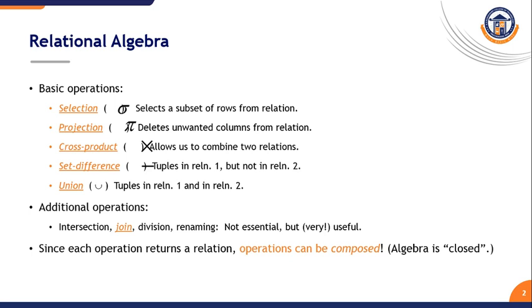Now, why do we say relational algebra is closed? Because each operation returns a relation. That means we can apply one operation after another, like building blocks. So this is known as relational algebra.